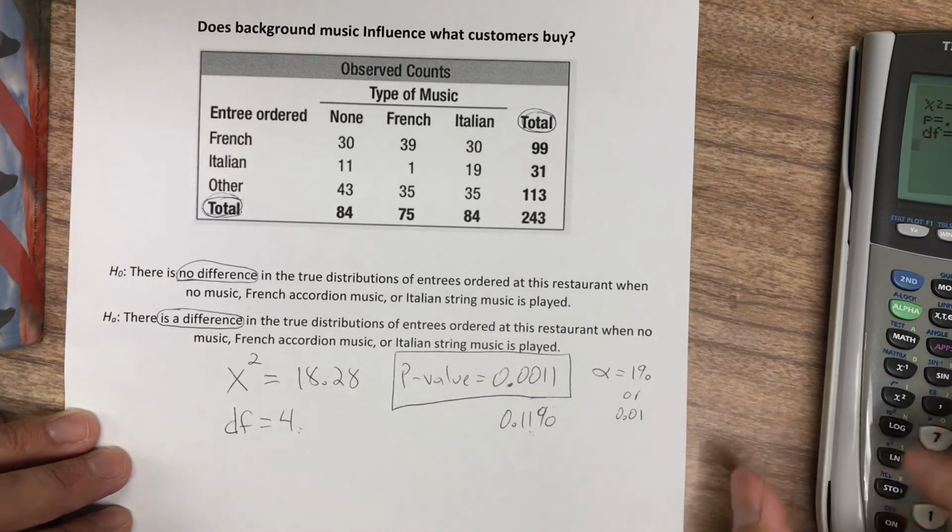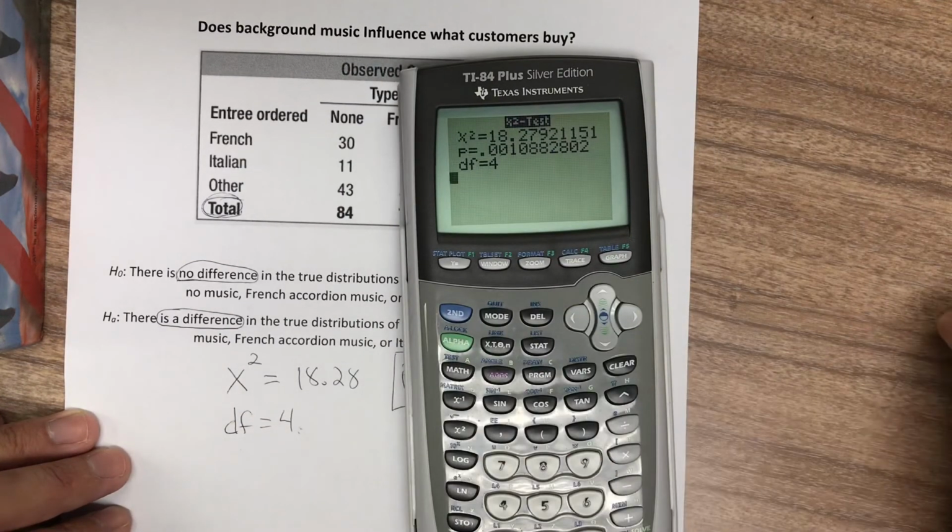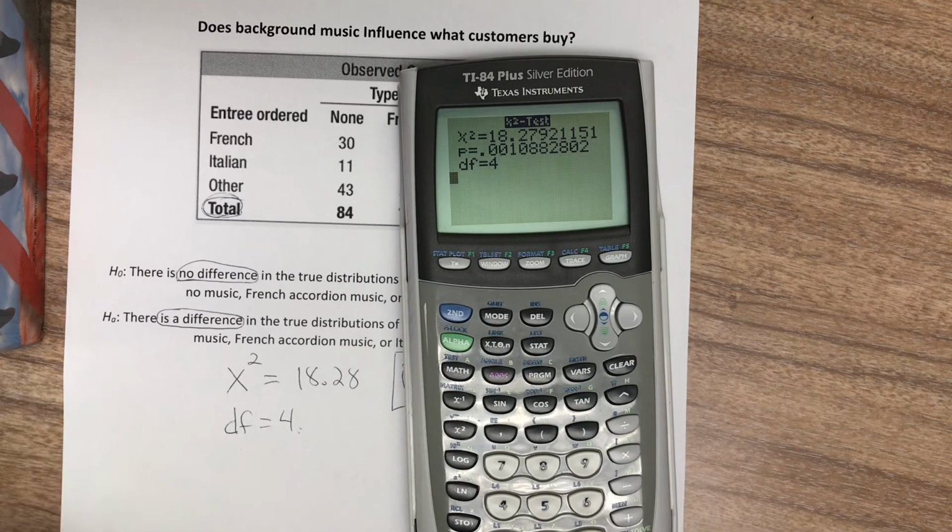All right, guys, so make sure you guys practice using the calculator. You guys need to know how to use many tests on the calculator, so it's very important that you guys practice.